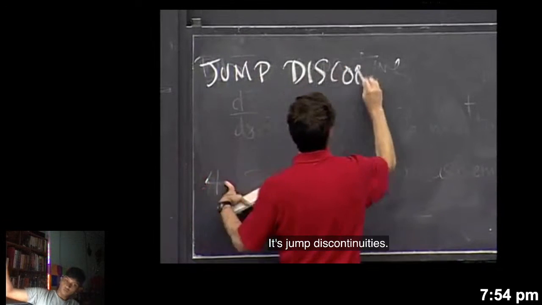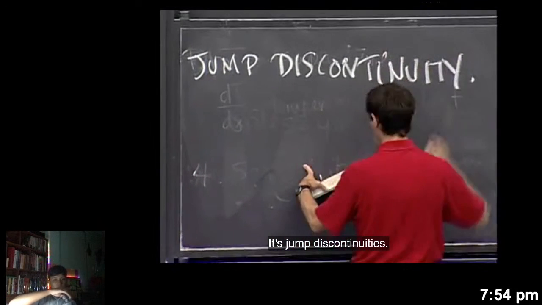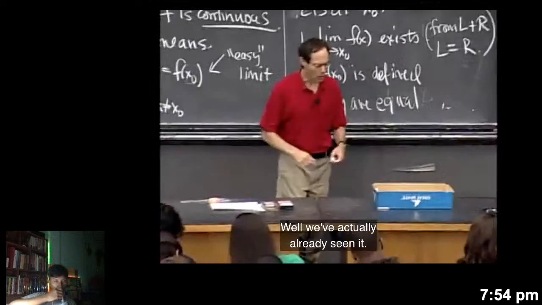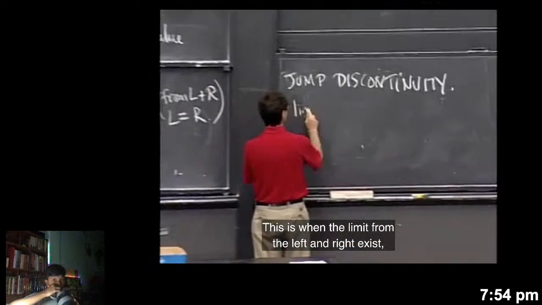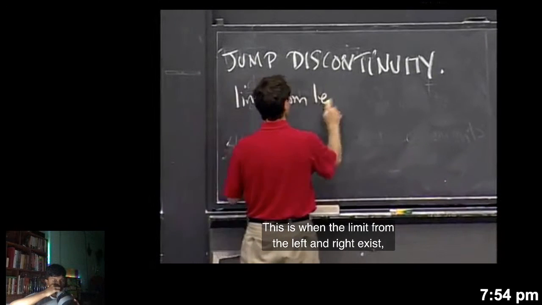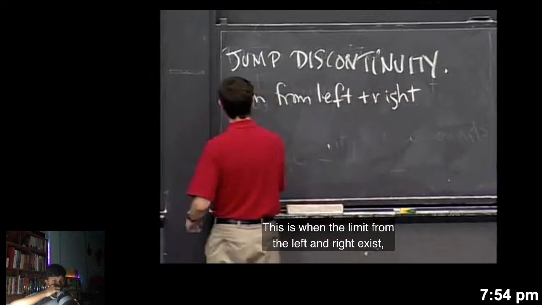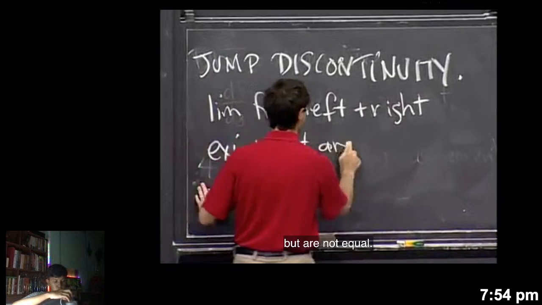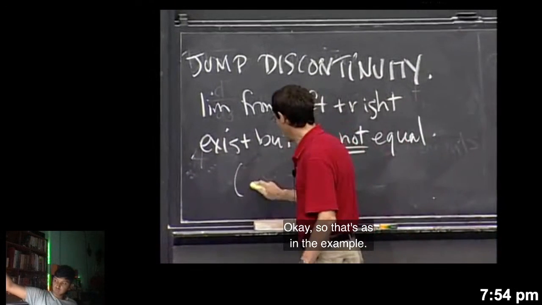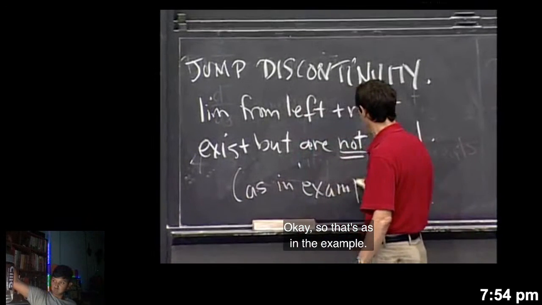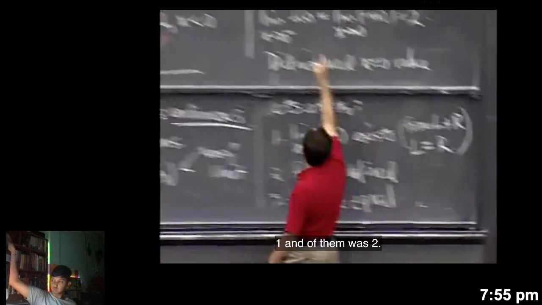So what would a jump discontinuity be? Well, we've actually already seen it. The jump discontinuity is the example that we had right there. This is when the limit from the left and right exist, but are not equal. Okay, so that's as in the example. In this example, the two limits, one of them was 1, and one of them was 2. So that's a jump discontinuity.